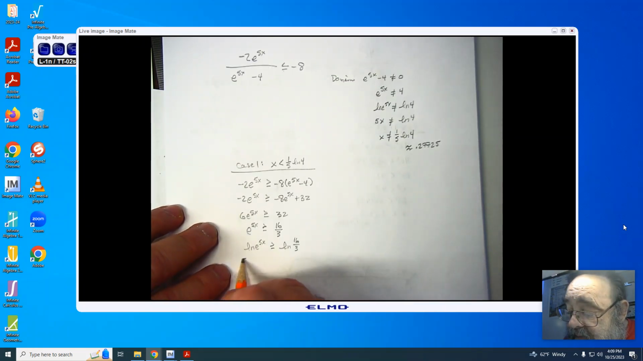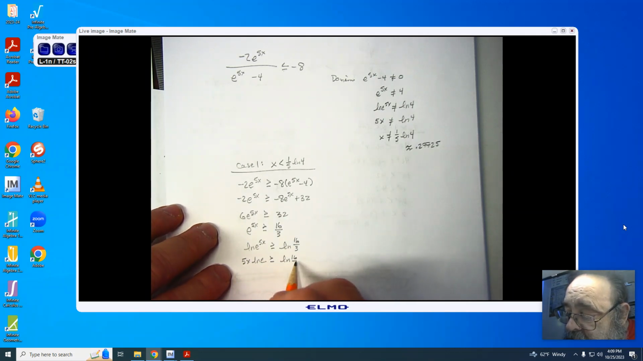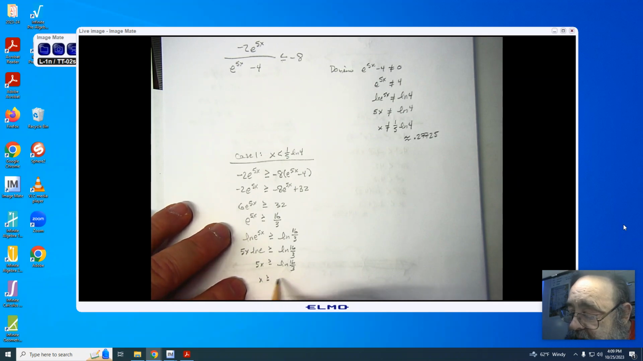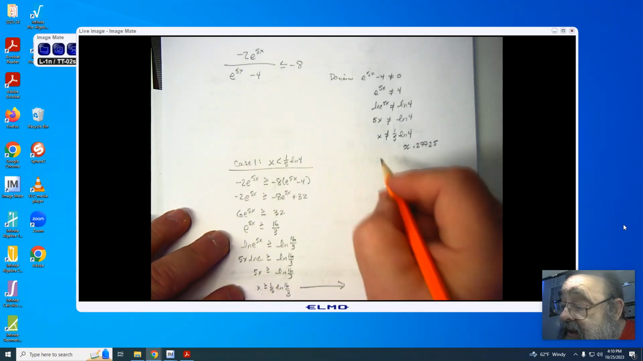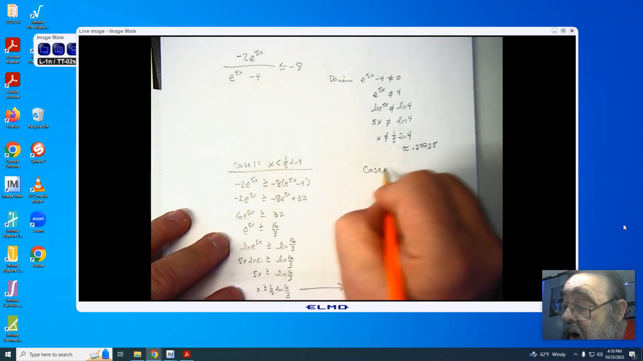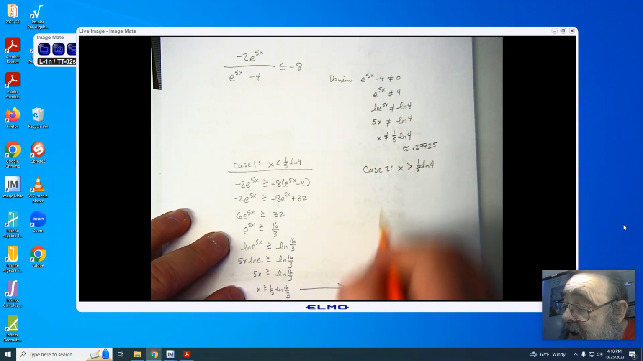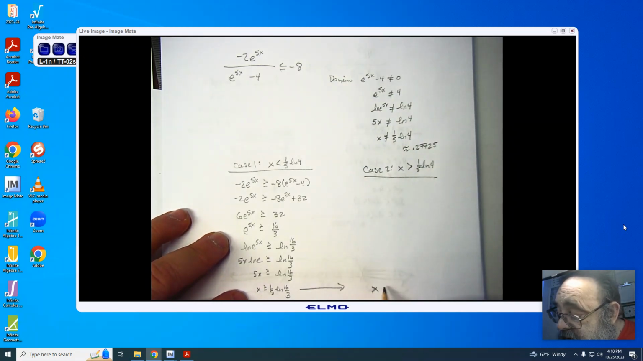We're now going to bring the 5x in front. Natural log of e is going to go to 1 and therefore go away. 5x is greater than or equal to the natural log of 16/3. And we take 1/5, 1/5 natural log of 16/3. And because case 1 and case 2 are linked only by that inequality symbol flipping, the only change is that our inequality flips. x is therefore less than or equal to 1/5 the natural log of 16/3.